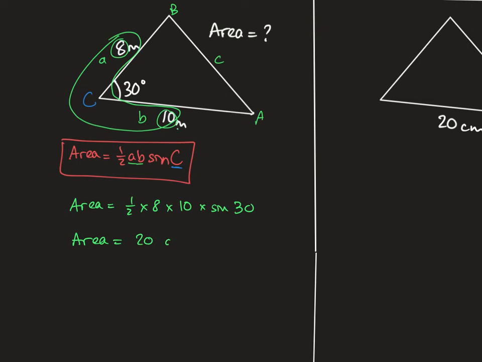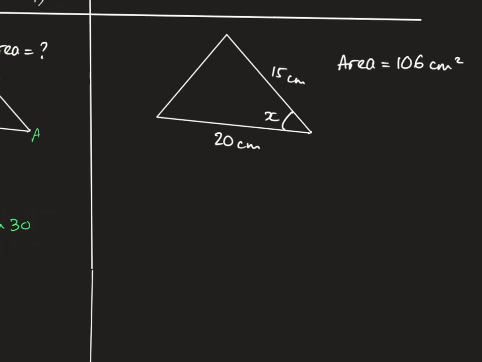And because the units are meters, I need to make sure it's 20 meters squared. If you put those into the calculator, it's actually pretty straightforward. The hardest part really is just remembering the equation, and also remembering that the big C will be your angle, and then the A and the B will be your two sides. Now what happens if we don't know the angle?